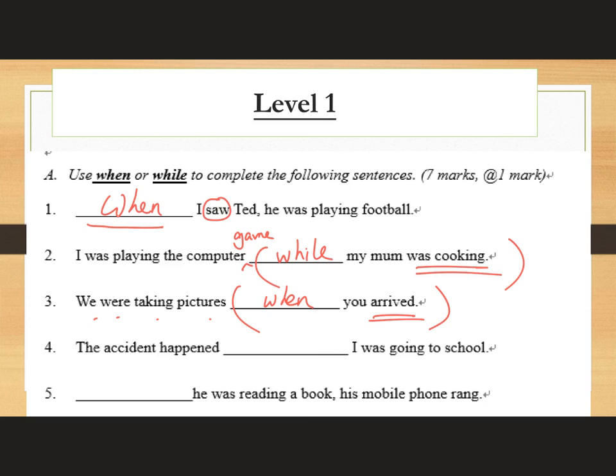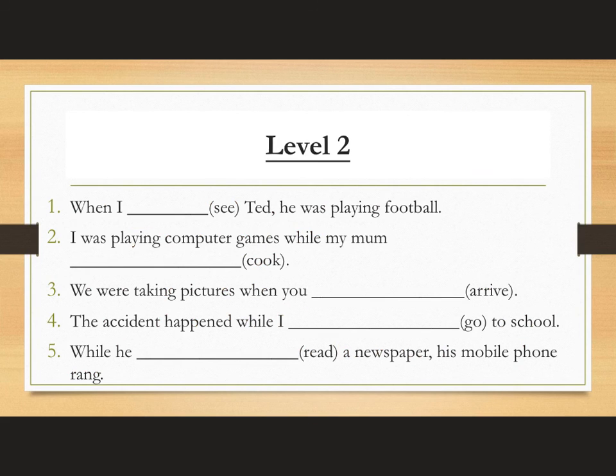Number 4, the accident happened. I was going to school. Past continuous tense, while clause. Number 5, he was reading a book. His mobile phone rang. Past continuous tense, while clause. If you got all correct in level 1, let's move on to level 2. This time we focus on the verb.